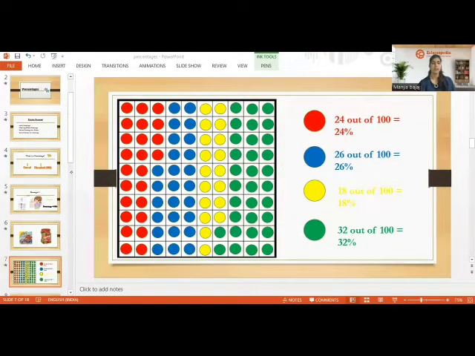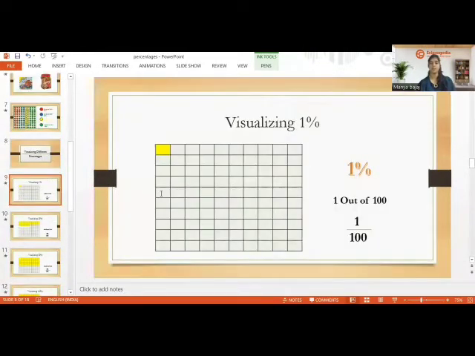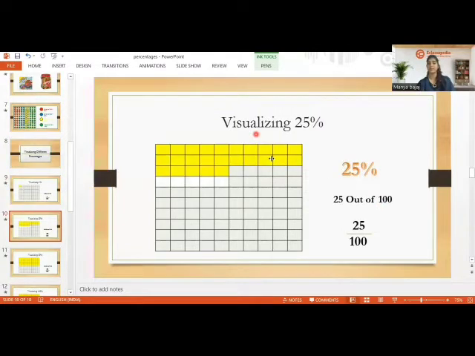Next topic is how to visualize different percentages. For example, this is a grid of 100 boxes. Out of 100, one box is yellow, that means 1% is there. If 25 boxes are yellow out of 100, that means 25 by 100, or 25 percent. Another one is 50%. In 50%, 50 boxes are yellow, so 50 out of 100.